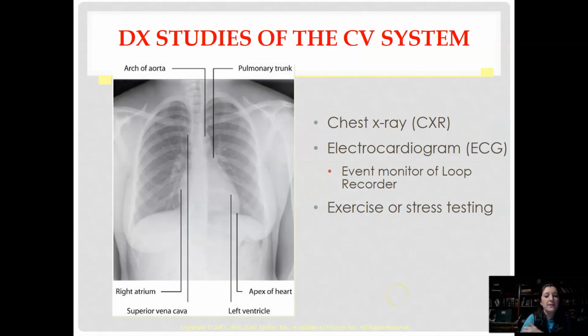Another thing we can do is look at a chest x-ray. A chest x-ray is going to tell us if the heart is enlarged. We can see the ribs, and we can see exactly how far the heart extends. And if it's extending too far to the left, we can tell if it's enlarged. We can tell if there's fluid in the lungs on a chest x-ray related to heart failure.